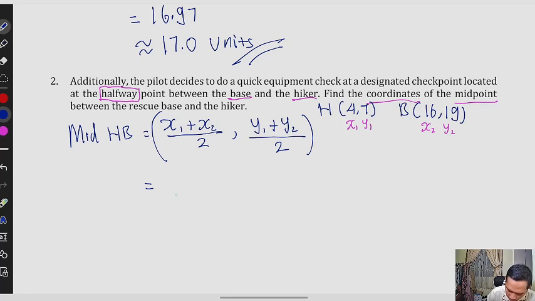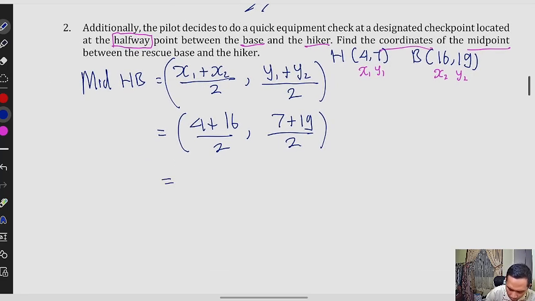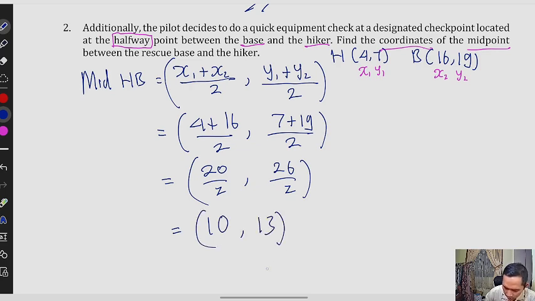Okay, so let's try to put it there. We have x1 is 4, so 4 plus 16 divided by 2, comma 19 plus 7 divided by 2. Or 7 plus 19, up to you, yeah? The same thing anyway. Okay, and the answer will be 20 divided by 2, comma, we have 26 divided by 2. Okay, so we have 10, comma, 13. All right, so this is the coordinate of the midpoint.